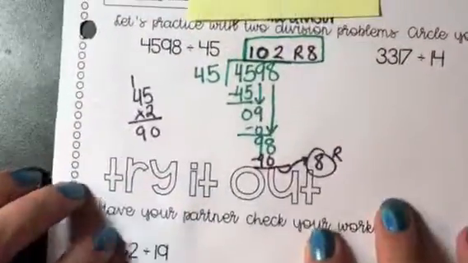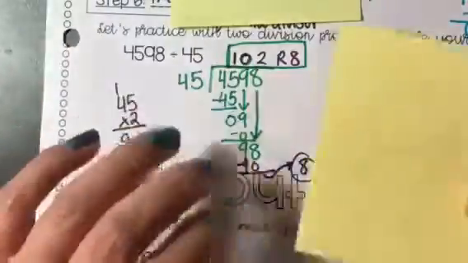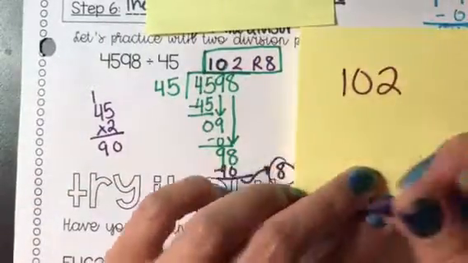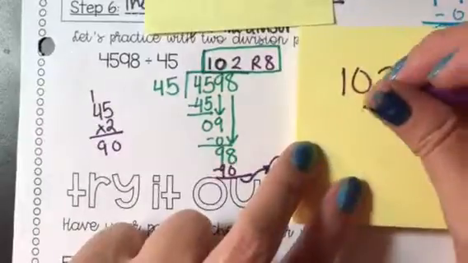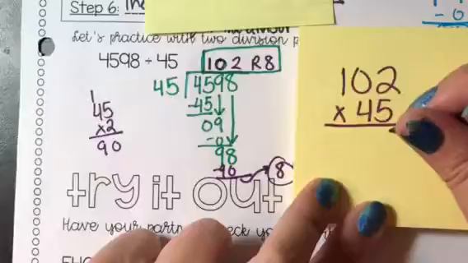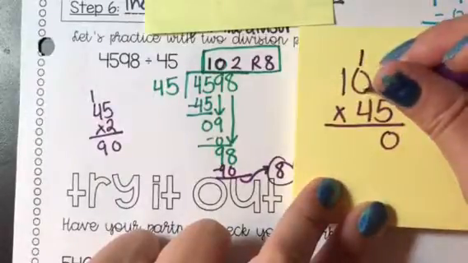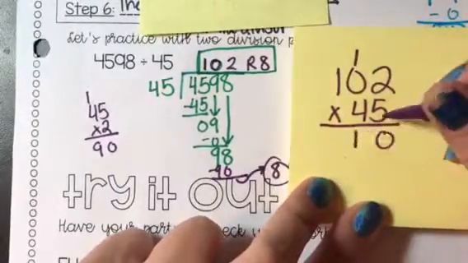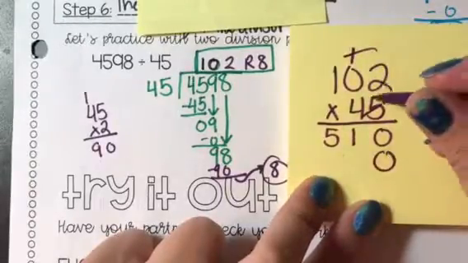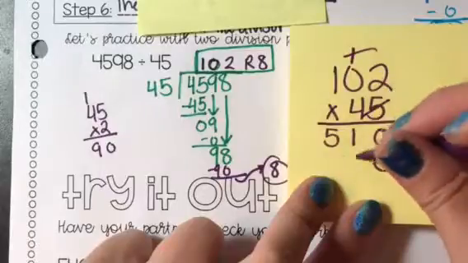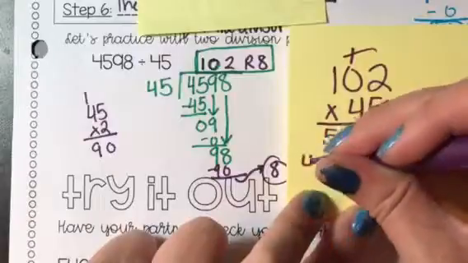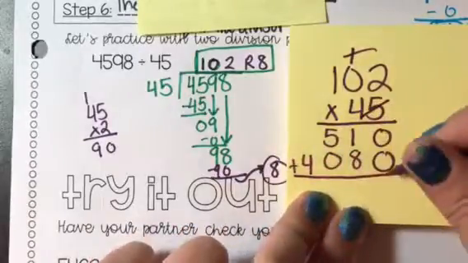Let me show you how I can check this, because I messed up how to say it on your notes, so sorry about that. I'll just show you. So what you can do is you can take your quotient and your divisor and multiply them. 2 times 5 is 10. 5 times 0 is 0, plus 1 is 1. 5 times 1 is 5. Tic-tac-toe. 2 times 4 is 8. 4 times 0 is 0. 4 times 1 is 4. Add them up.